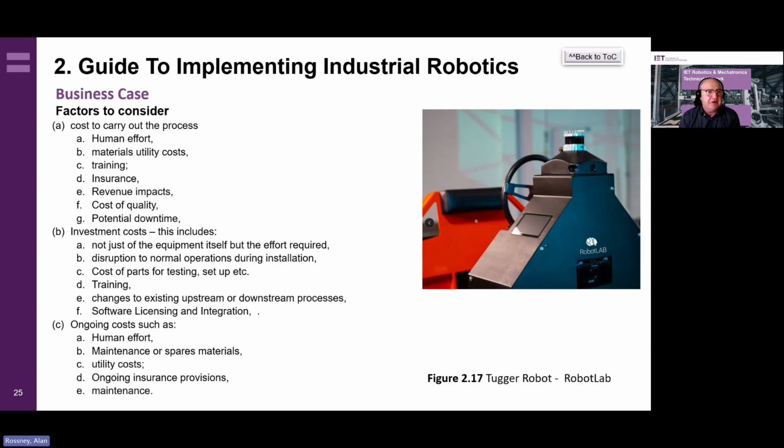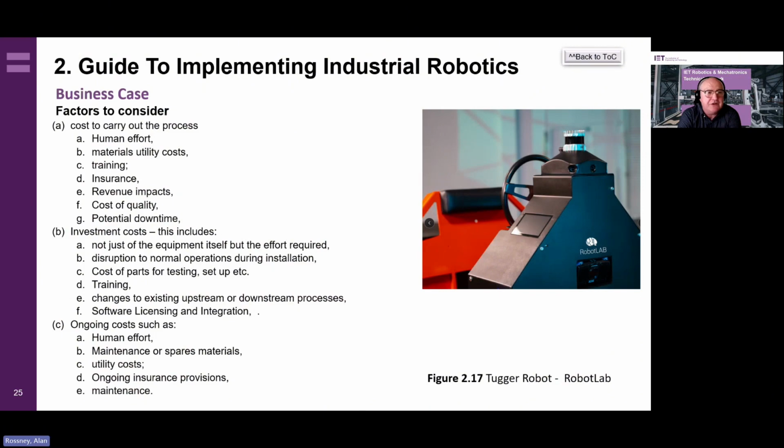In terms of investment costs, they would include not just the equipment itself, but the effort required. Also to consider is the disruption to normal operations during the installation. Other investment costs to consider are the cost of parts for testing, in other words, the product or the dummy product that you're going to buy to test with the robotic system. Then training needs to be considered, along with changes to upstream or downstream processes that may be needed for installing the robotic system. Software licensing and integration is an important investment cost that needs to be considered.